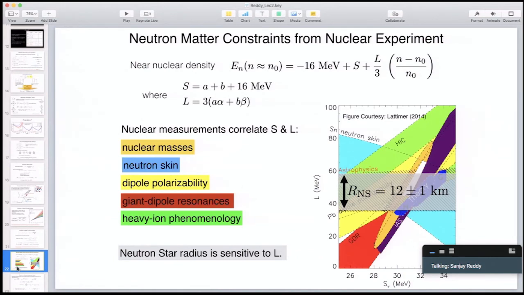You can relate these parameters S and L to the neutron matter calculations through A, B, alpha, and beta. Essentially what you can deduce is that if you know values of S and L to some uncertainty from experiment, then it provides constraints on A, B, alpha, and beta that would test the theoretical calculations of neutron matter. The way you get information about S and L is shown in this plot here.